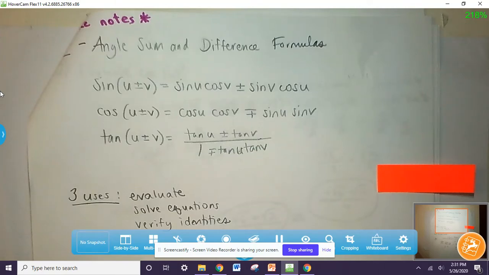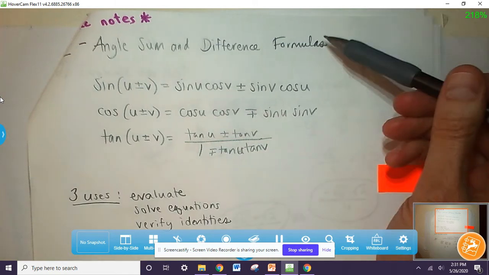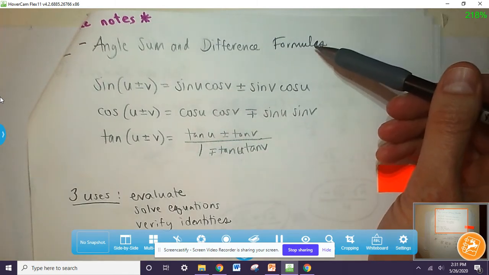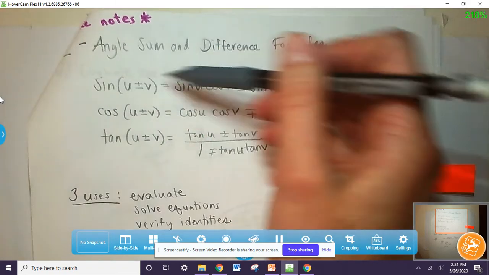We're going to continue our work today with angle sum and difference formulas. By the way, these are sometimes called angle sum and difference identities. So these are formulas, they're also identities.